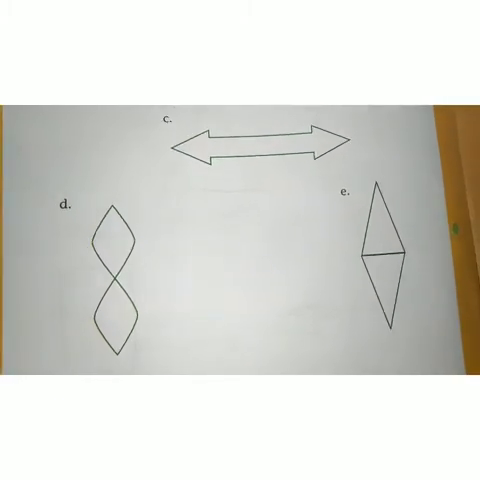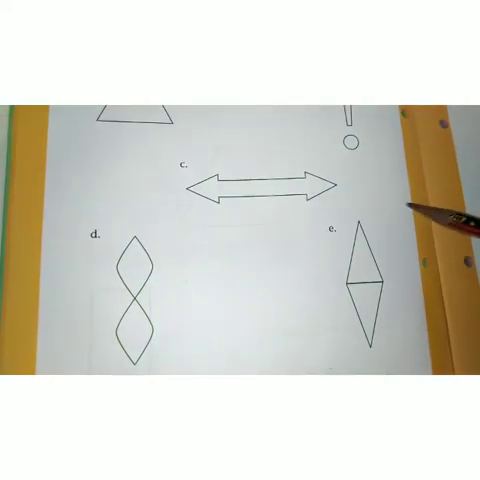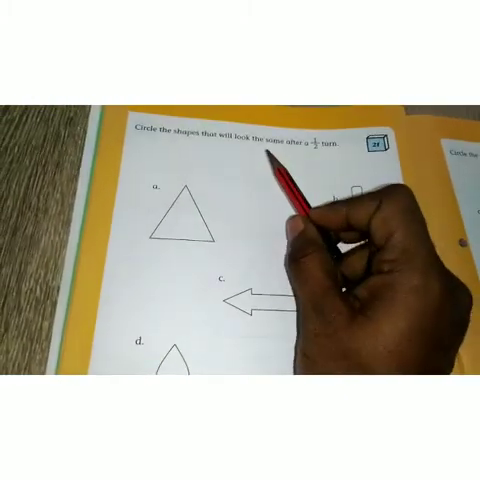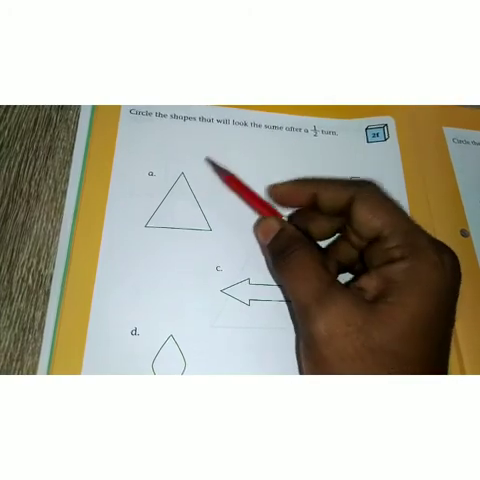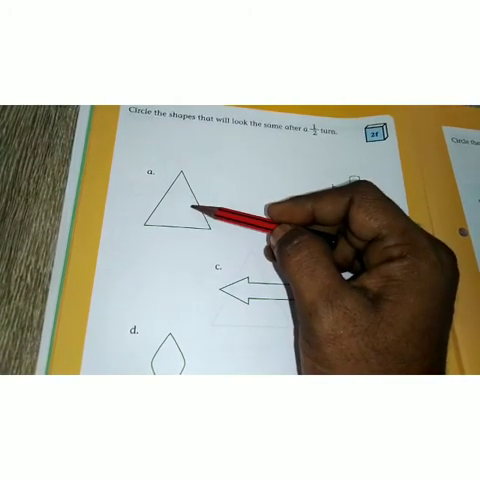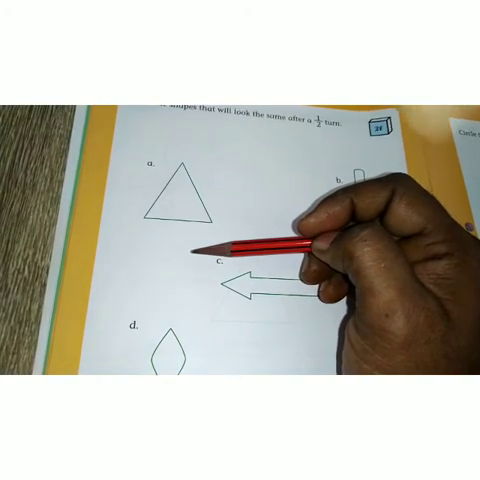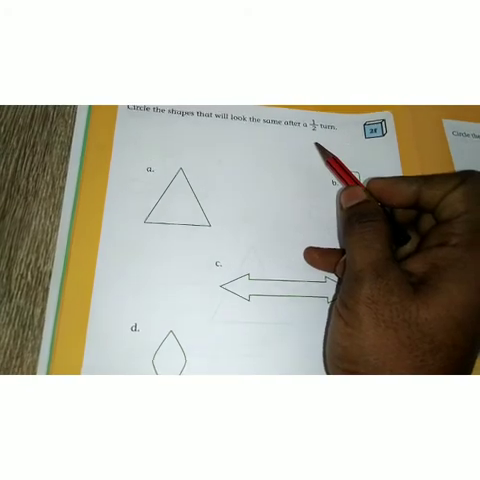Hope you are clear. So you have to circle the shape that will look the same after a half turn. Same means repetition. So for an image we should get an inverted image on the opposite side, then it shows a half turn. Okay, children?